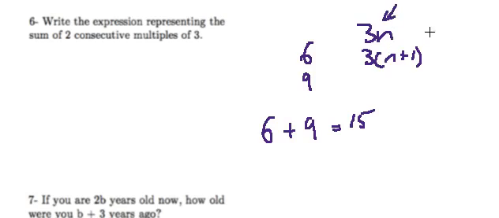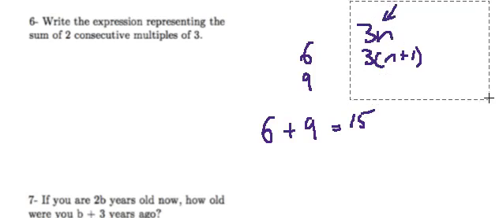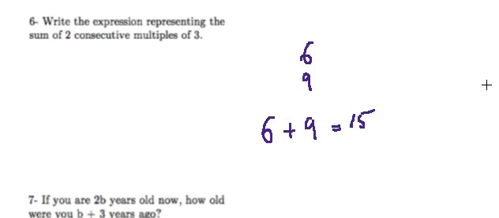So I want you to look at these two numbers, 6 and 9, and no matter which multiples of 3 you would pick, it would still work the same way. If 6 is your first multiple of 3, and consecutive means the next one along, that's why we went to 9, what do you have to do to 6 to turn it into 9? Well, you're doing plus 3, right?